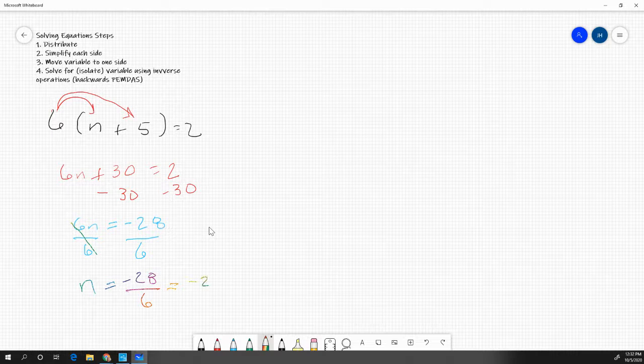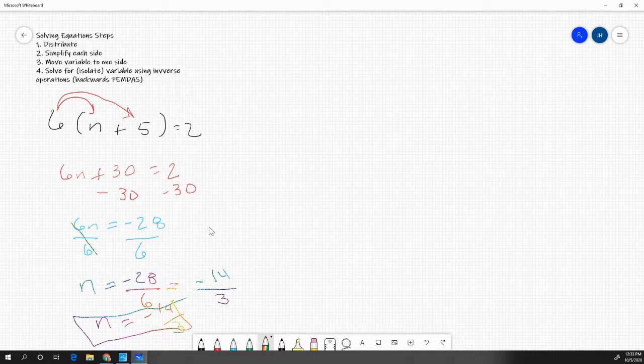So 28 divided by 2 is negative 14. 6 divided by 2 is 3. And so we get n equals negative 14 over 3. We can put a box around it because we'd be done. Last time I put a box around something, it made it all a nice box for me, but this time it's not. And that was a pretty simple solving of an equation.